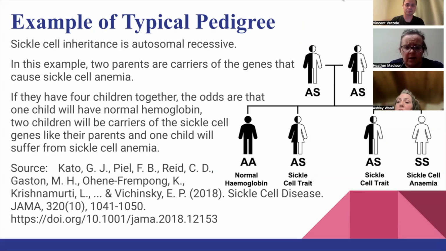If they are both carriers, hypothetically, if they have 4 children, statistically, the odds go this way: 1 child doesn't inherit this gene from either parent, so they're totally fine, no sickle cell, and normal hemoglobin. And then 2 kids that are similar to themselves each get 1 copy of the gene, but not 2. So it's recessive. They have no presentation, but they're carriers. And then the other child, sadly, statistically, would come down with sickle cell anemia. So that's how this would roll out in a pedigree.